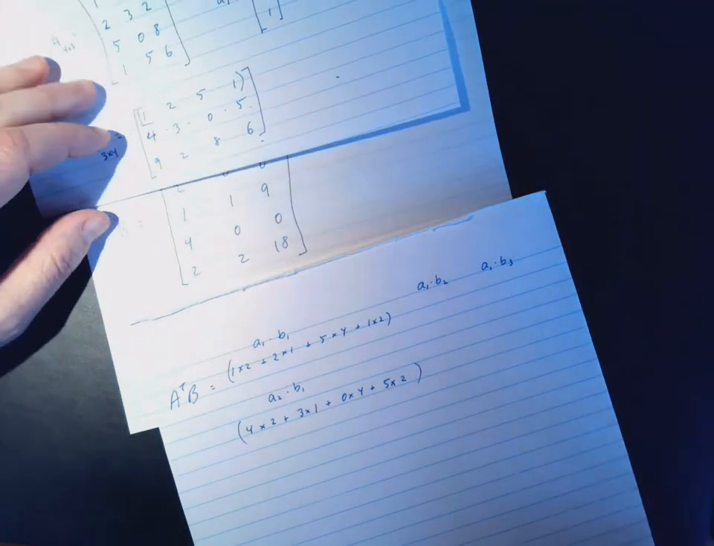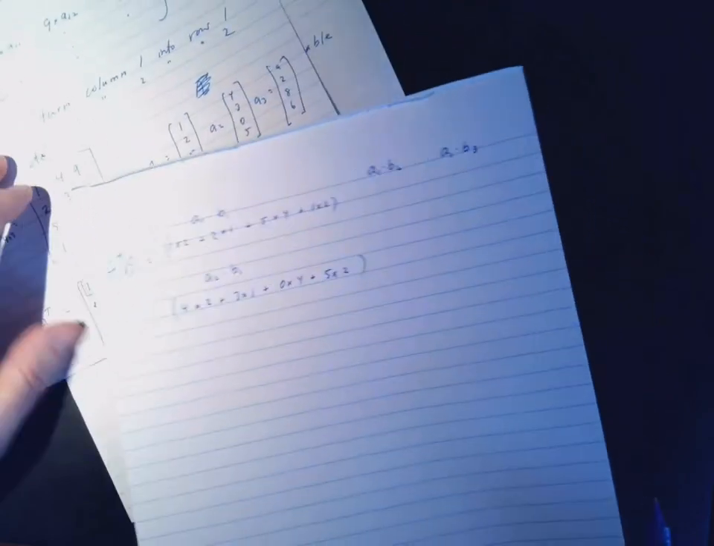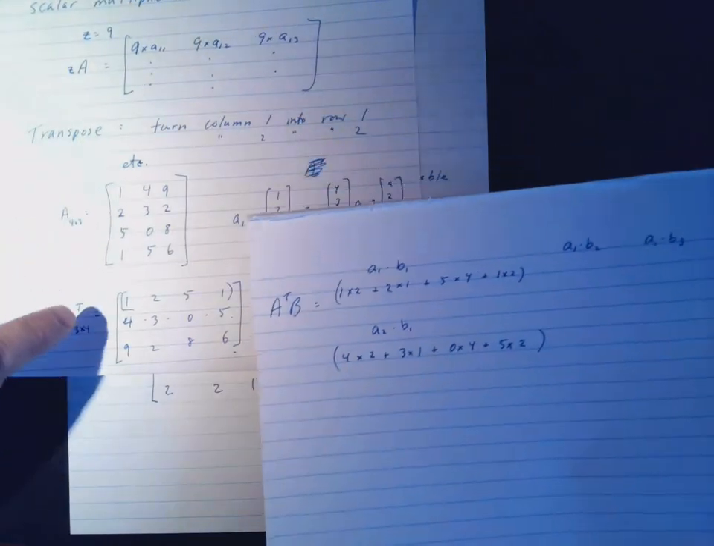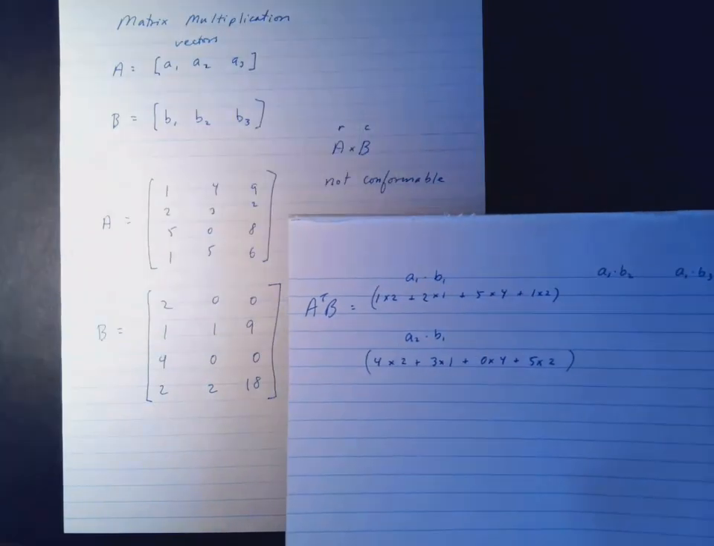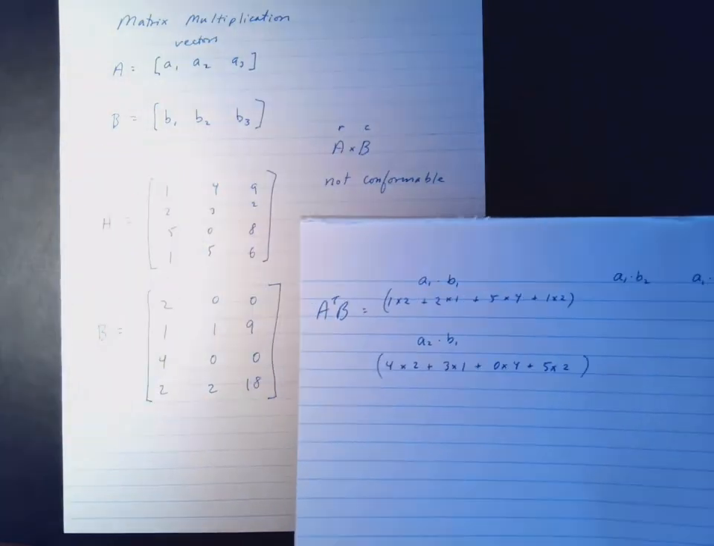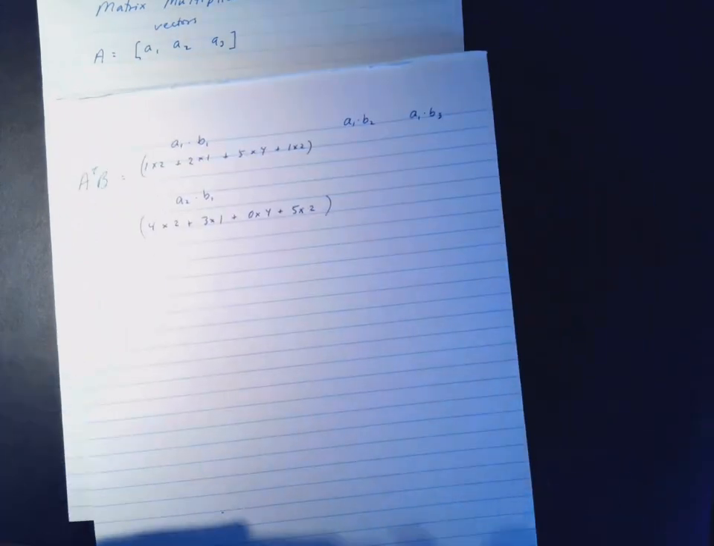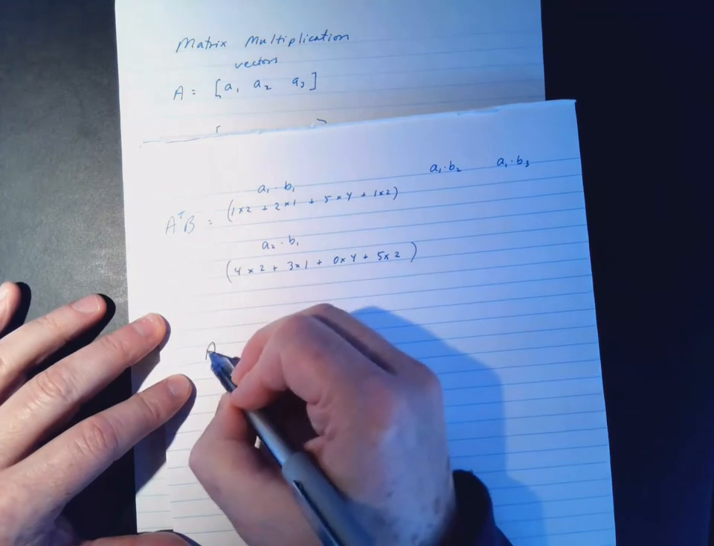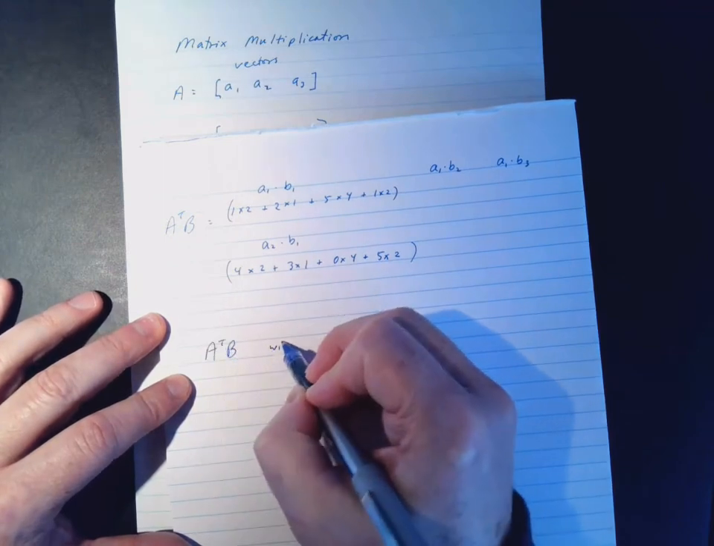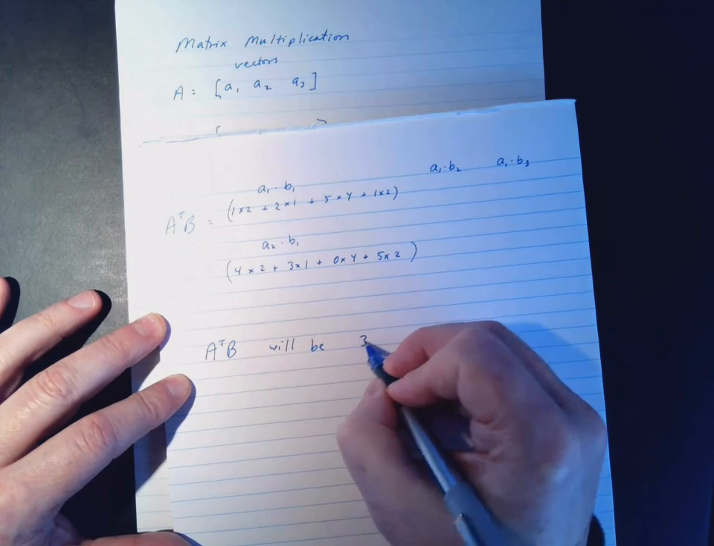And so what we will end up with, since we have 3 vectors in A transpose, multiplying them into 3 vectors of B, is a 3 by 3 matrix. So A transpose B will be 3 by 3.